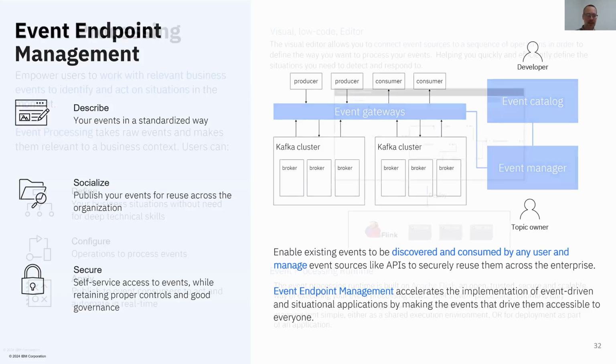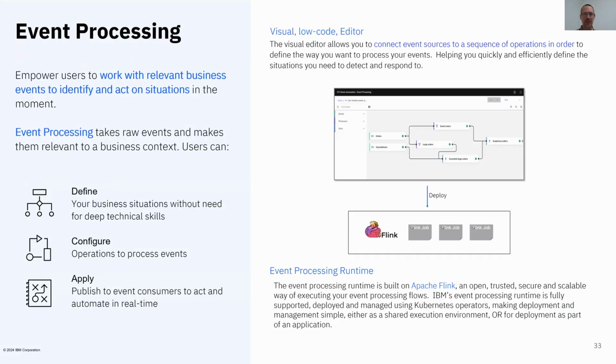And then the last bit is, once you've got all these Kafka topics, you don't necessarily have to codify the processing on them and write your own apps to do that. IBM Event Processing provides a simple drag and drop UI, a low code editor, to actually go and do this functionality. And that's based on Apache Flink.